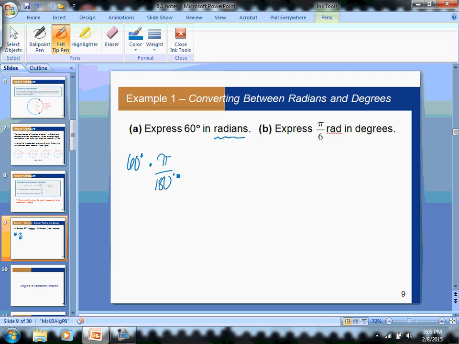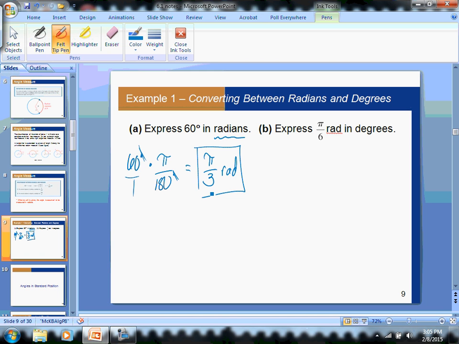Now technically that's 180 degrees. So here the 60 degrees and the 180 degrees, they'll cancel. So the degrees here cancel and the degrees there cancel. So you end up with your radians. And 60 over 180, that would be 1 over 3. So you get pi over 3 radians. And you can just leave it pi over 3, or you can put the little rad behind it for radian.